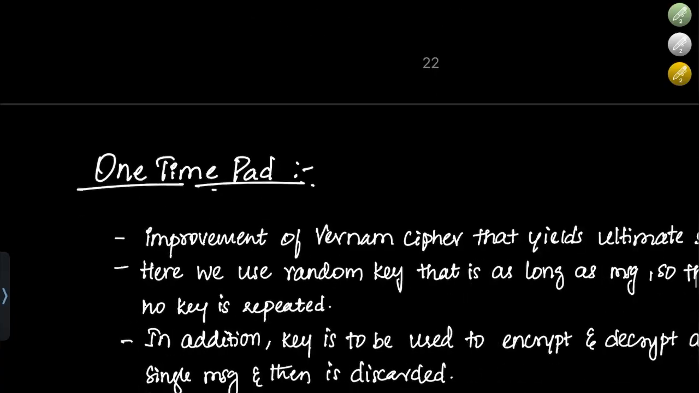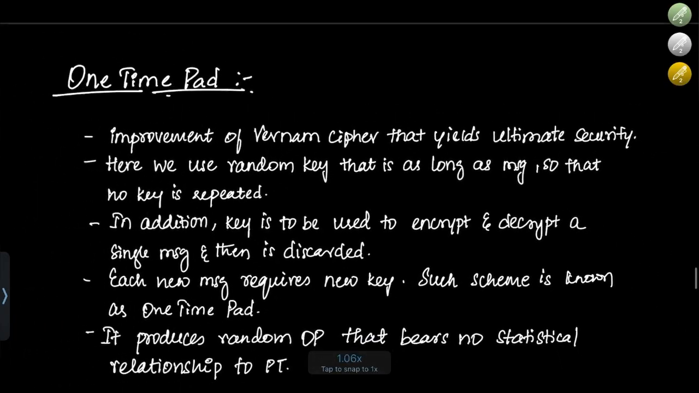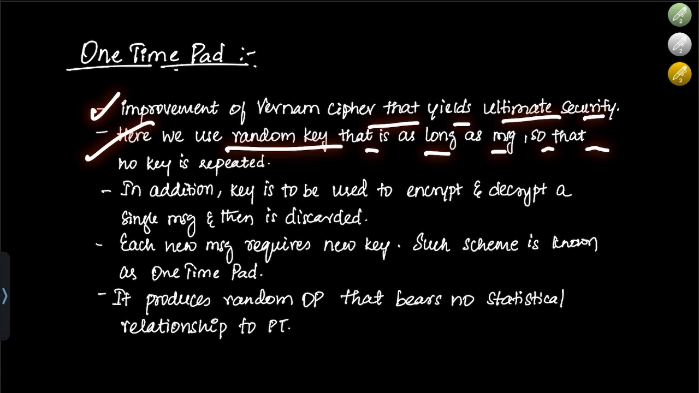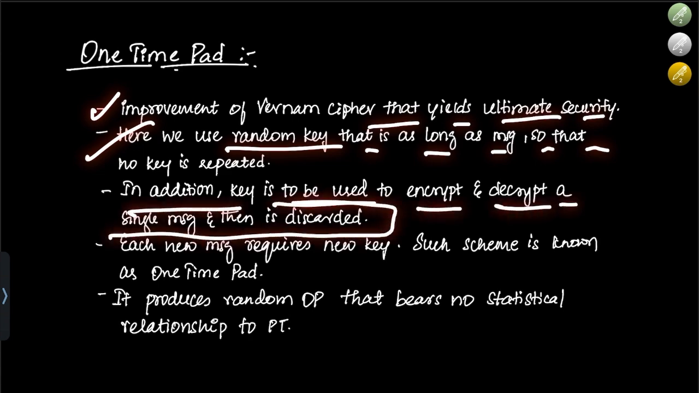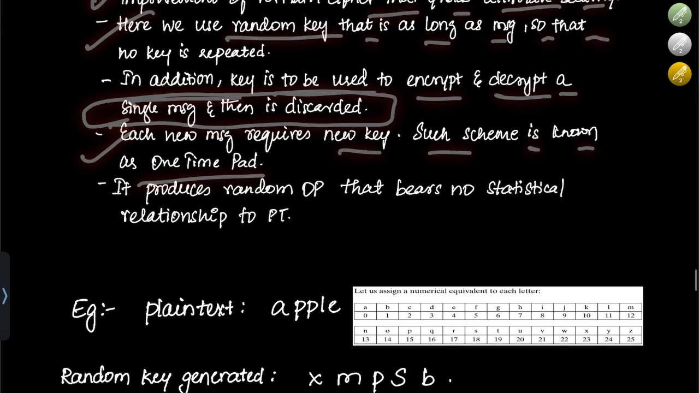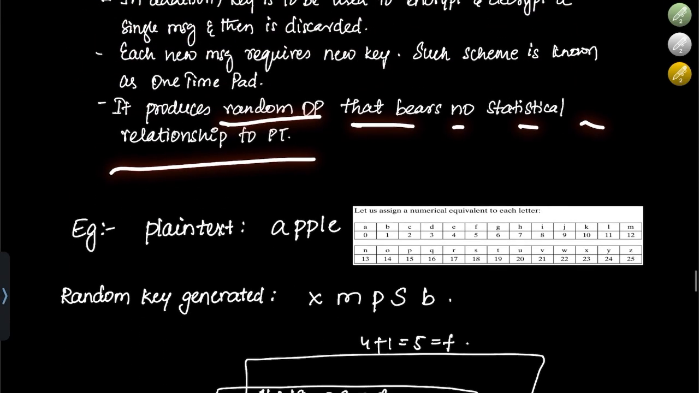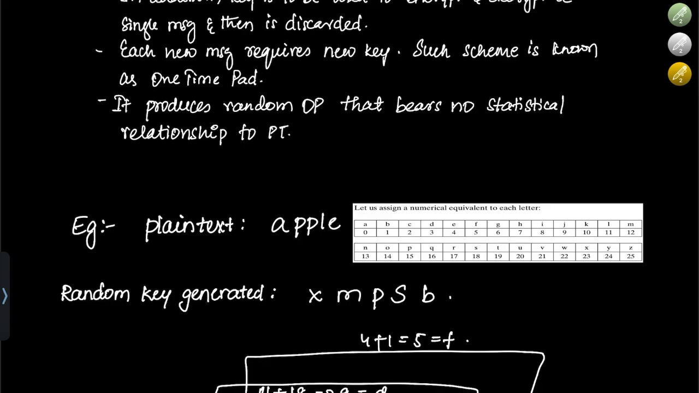Let's now look into the one-time pad, as we discussed. The one-time pad is an improvement of the Vernam cipher that yields ultimate security. Here we use a random key that is as long as the message. The key is used to encrypt and decrypt a single message, then it is discarded. Each new message requires a new key. Such a scheme is known as a one-time pad. So it produces a random output that bears no statistical relationship to the plain text. We have covered all these points, right?